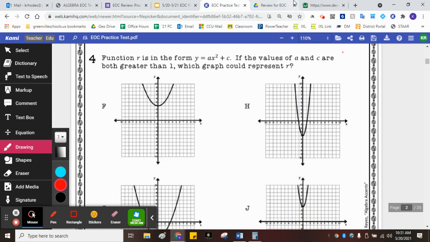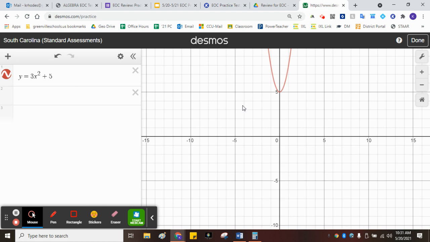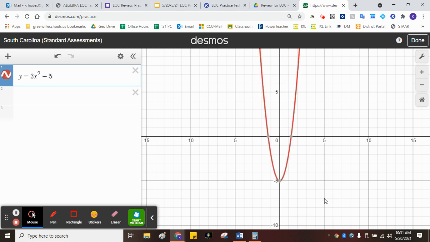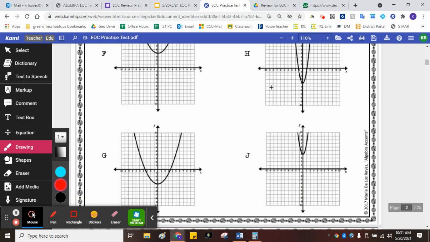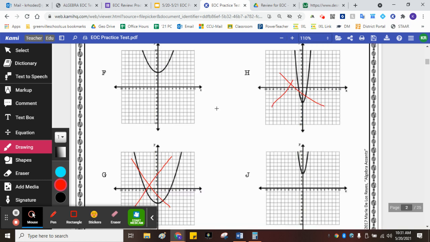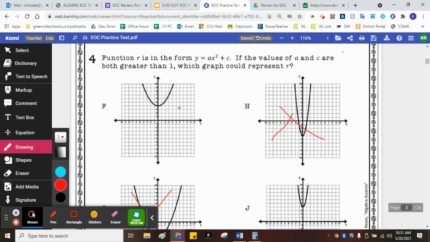Very similar. So if you play, remember the number outside on the back moves the graph up or down. So if it was negative, it'd be down. But we're doing it positive. Let's go move it up. So it doesn't matter what number we put here. As long as it's positive, it's going to be above the x-axis. So that gets rid of H and G because those are below the x-axis. Now we have to figure out if it's F or J.